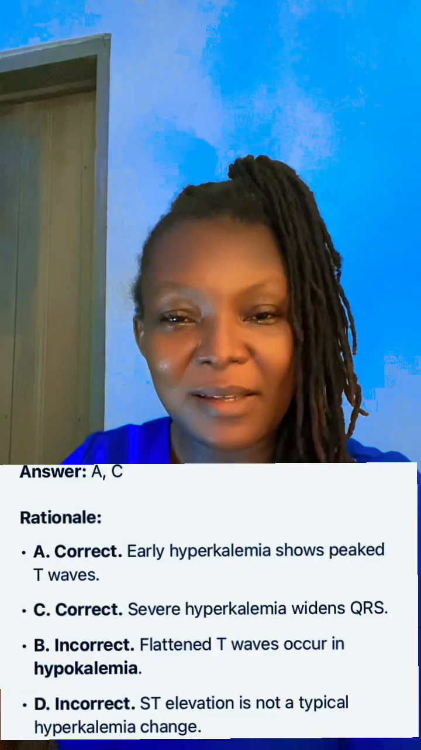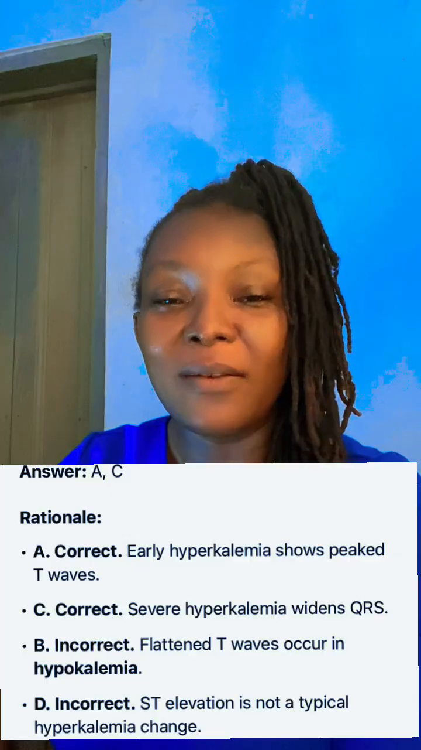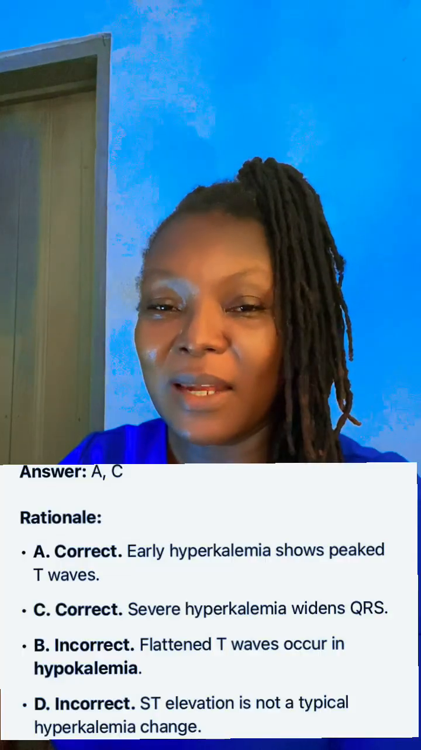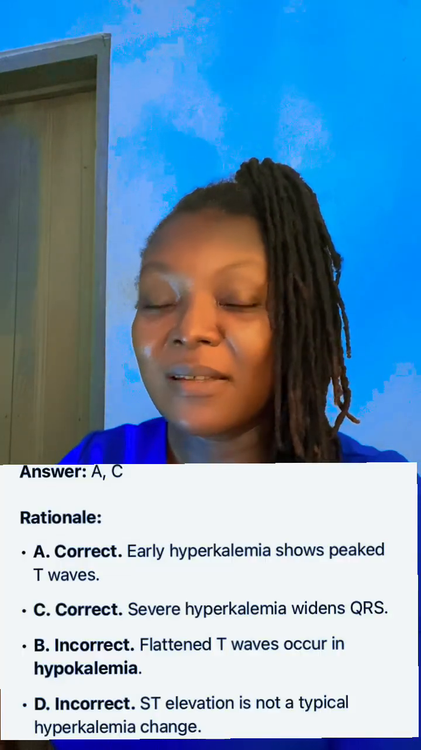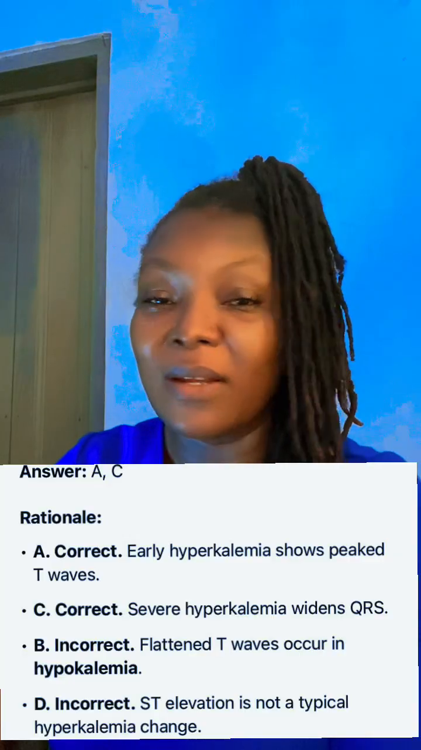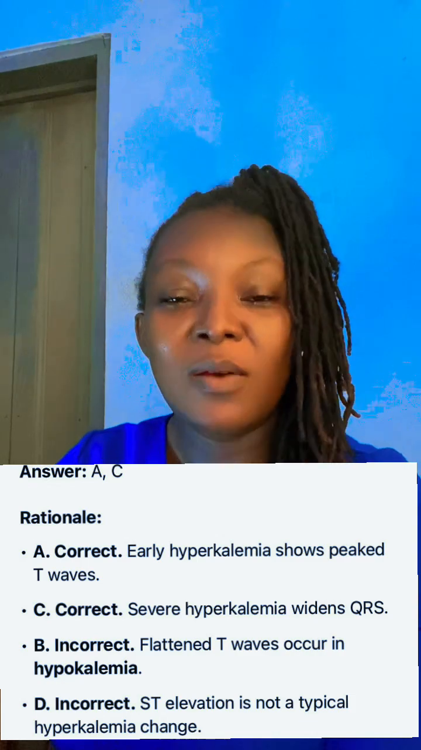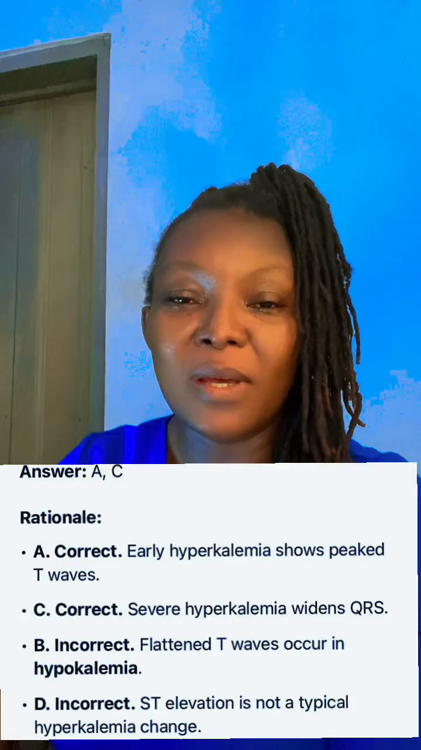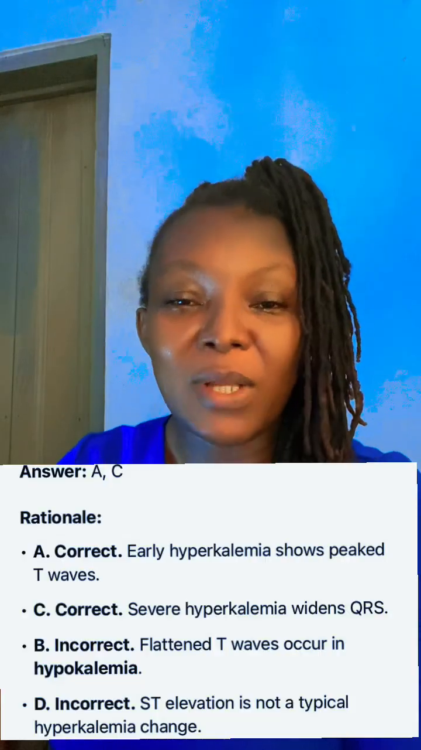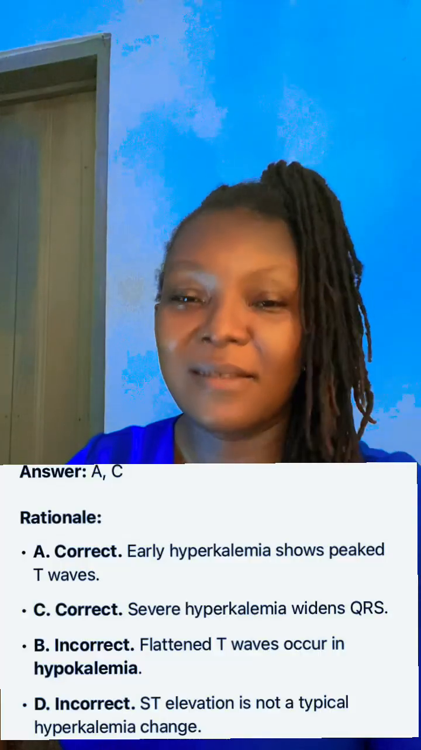In the plausible answers we've been given, A and C qualify. B, flattened T waves, are mainly seen in hypokalemia. And ST elevation is not typical of any potassium presentation on ECG at all. So A is big T waves, C is widened QRS complexes. That is what you will see with hyperkalemia. So our correct answers are A and C.